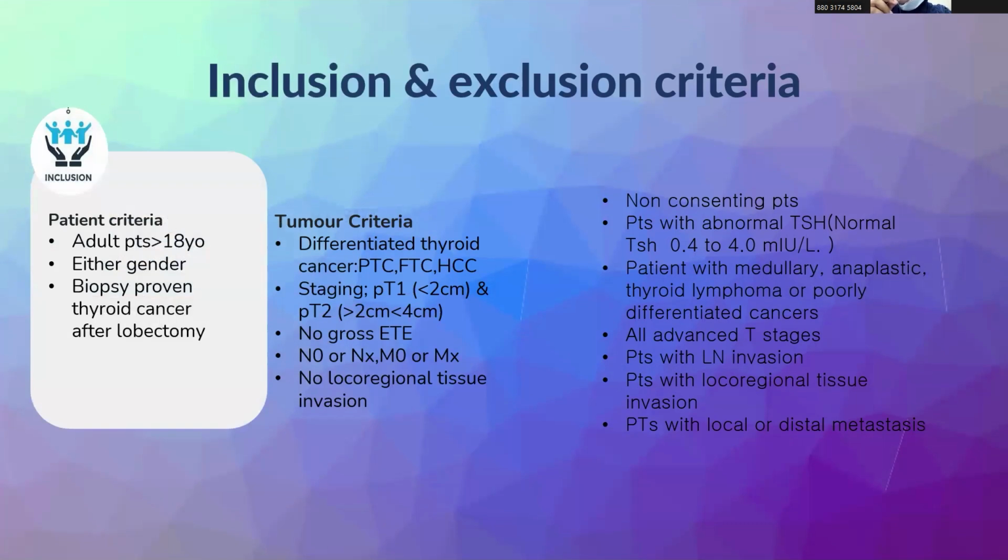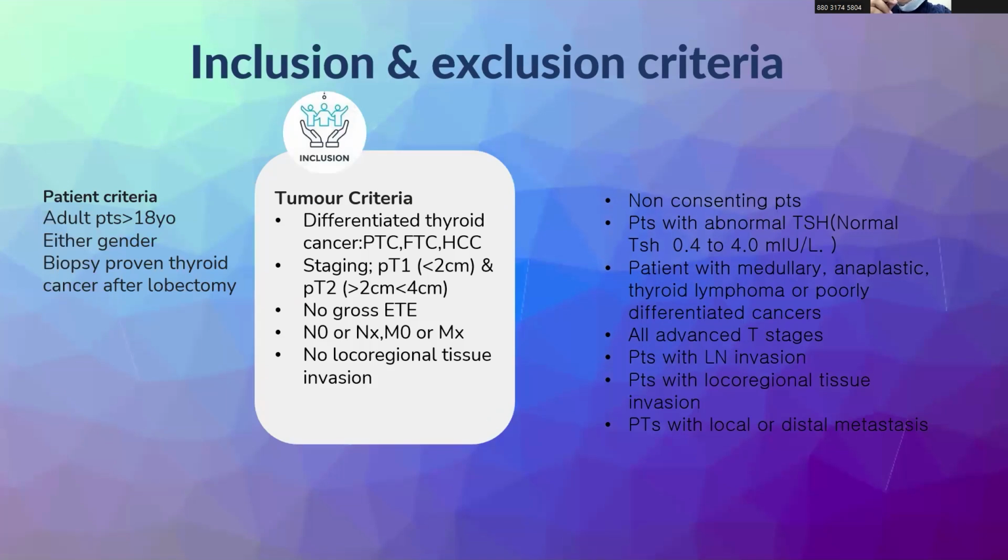About inclusion and exclusion criteria. The inclusion criteria are divided into patient criteria and tumor criteria. About patient criteria, all adult patients of either gender who were diagnosed cases of thyroid cancer after initial thyroid surgery. About tumor criteria, differentiated thyroid cancers such as papillary thyroid cancer, follicular thyroid cancer, and Hurthle cell carcinoma of initial stages with no gross extrathyroid extension, and no lymphovascular or locoregional metastasis.